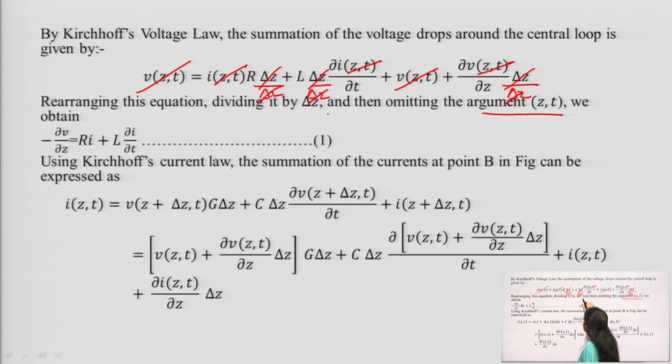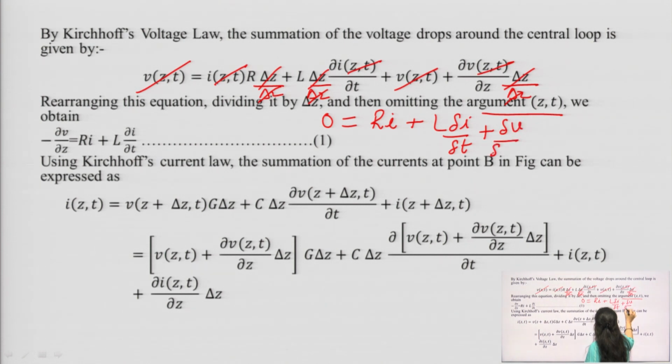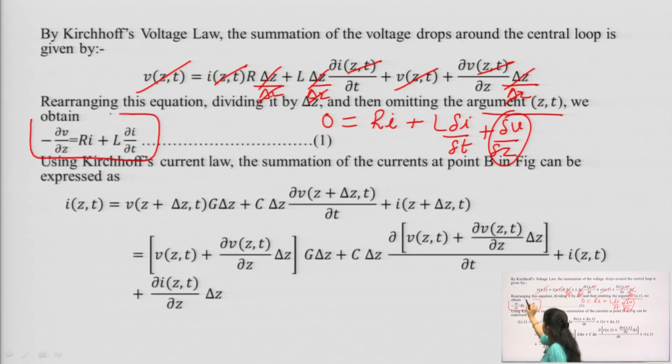So, this expression 0 should be equal to R I plus L del I by del T plus del V by del Z. And the next step is taking this equation on the left hand side. Are you able to get the equation? Okay. Now, we are going to apply Kirchhoff's current law.